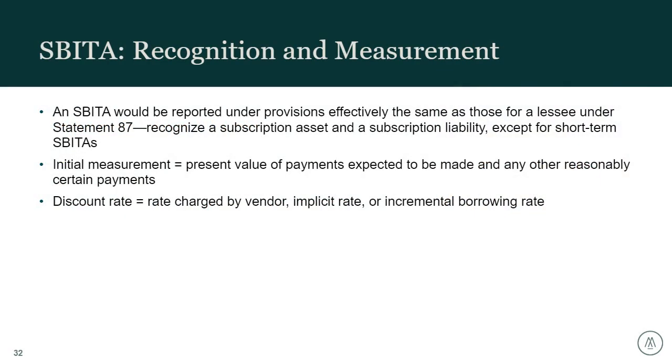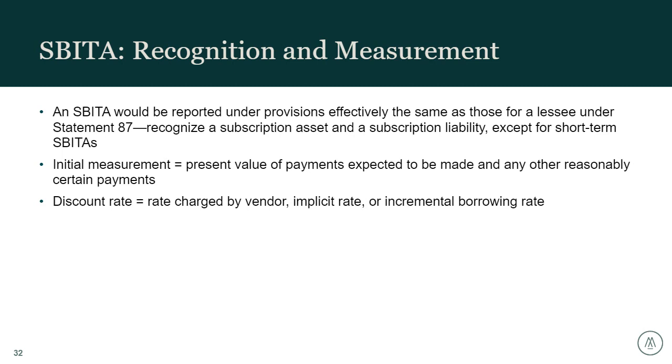A SPITA is reported effectively the same as those for a lessee under Statement 87. So the government will recognize the subscription asset and a corresponding subscription liability, except for those short-term SPITAs. The subscription liability should be measured at the present value of payments expected to be made during that subscription term, and it should include all payments expected to be made and any other reasonably certain payments. So if it's a variable payment that's fixed or it increases based on CPI, then those would be included here.